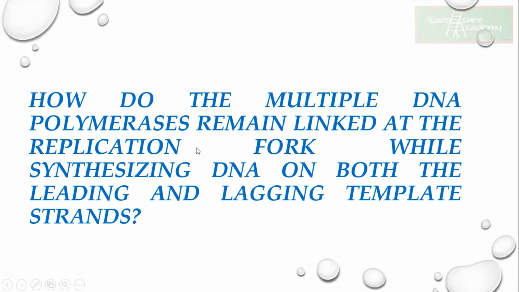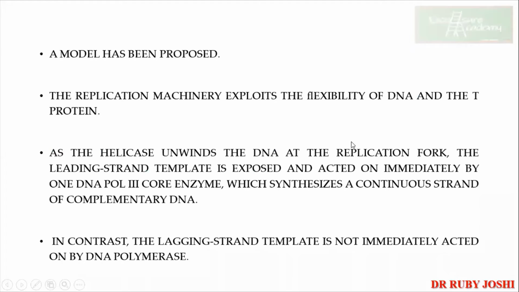So how are the multiple polymerases linked at the replication fork while synthesizing DNA on both the leading and the lagging template strands? How does it happen? A model has also been proposed, and that came out to be true. Many people have made animations to get a clear idea about it. So this T is the tau protein, okay?